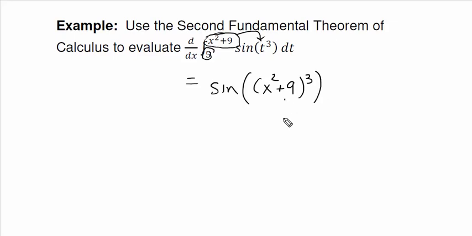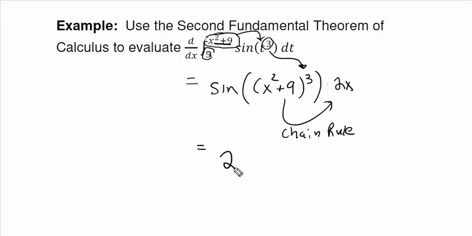And then I'm going to use the chain rule and multiply by the derivative of this inside function, which is going to be 2x. Now, it's not the derivative of x squared plus 9 cubed, because the cube was not part of the upper limit here. It's just the derivative of this upper limit. So this ends up being, if you want to write the 2x first, 2x sine of x squared plus 9 cubed.